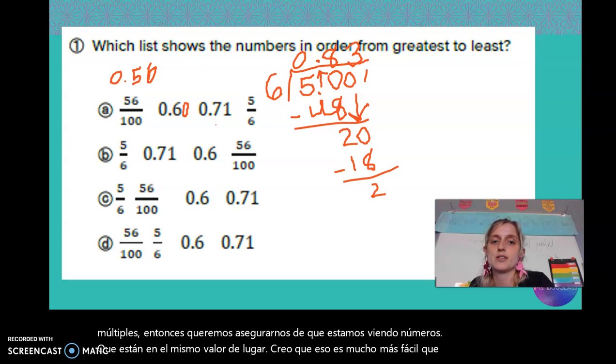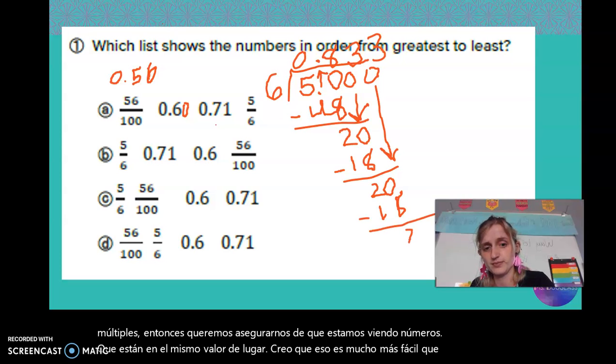You can grab another 0, drop it down. Oh, wait, that 20 looks familiar. 20 minus 18, yeah, it's going to be 3 groups again, with a remainder of 2. This is going to repeat forever and ever. So we can establish that the 8 is just a one-time thing, and then the 3s are repeating. So we're going to write this as 0 and 83 hundredths with a repeating bar over the 3.